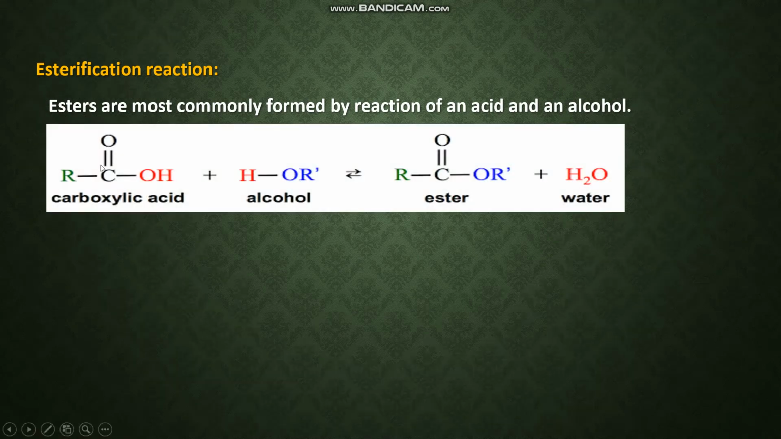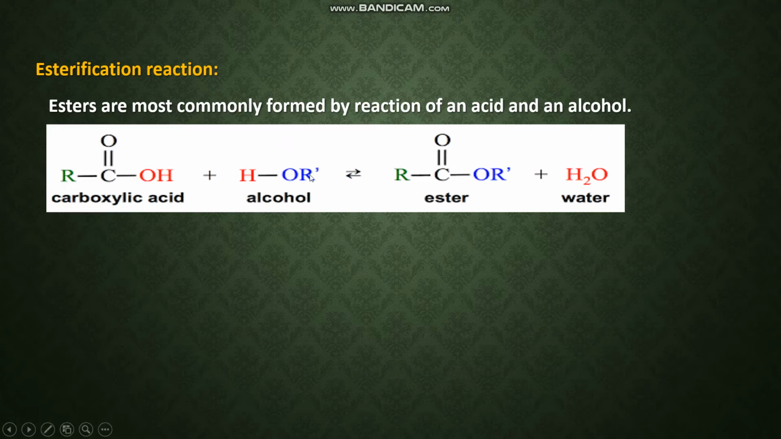You know, a carboxylic acid will have a COOH functional group, C double bond O, single bond OH. What does this R indicate? It can be any alkyl group. Already in the previous class you have seen what alkyl groups are: methyl, ethyl, propyl, etc. If it is methyl, it is CH3. Ethyl means this R is C2H5, and so on. So this is a general representation of a carboxylic acid: an alkyl group bonded to a COOH group.